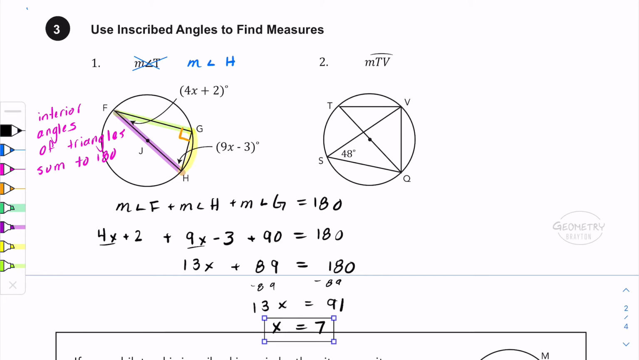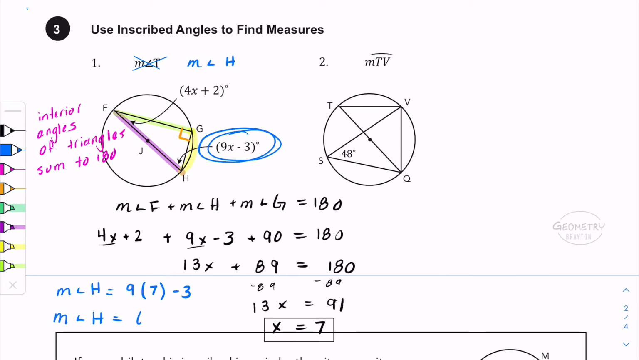Okay, our final answer should be the measure of angle H. So what I'm going to do to solve for the measure of angle H is I'm going to substitute x equals 7 back into the original expression for angle H. So the original expression is 9x minus 3. So we have 9 times 7 minus 3. That tells us that the measure of angle H is 63 minus 3, or 60 degrees.